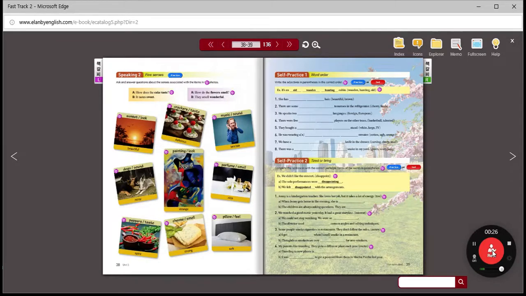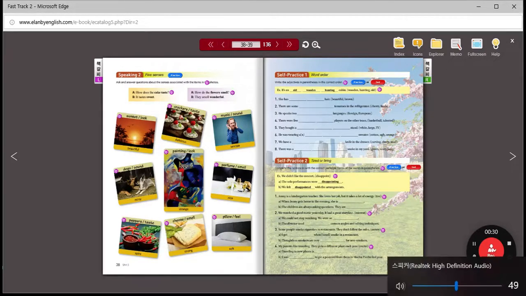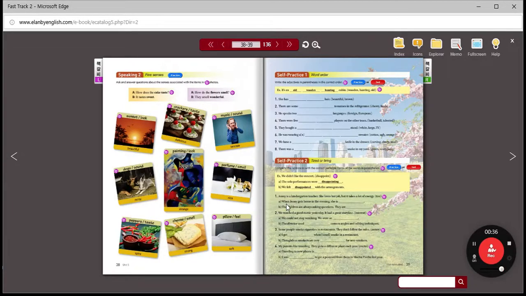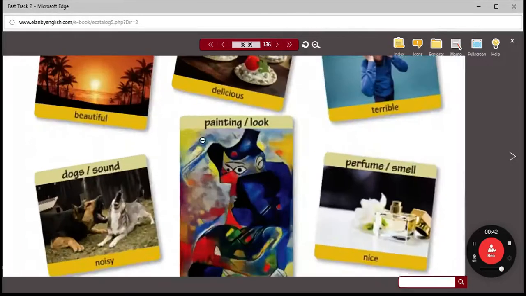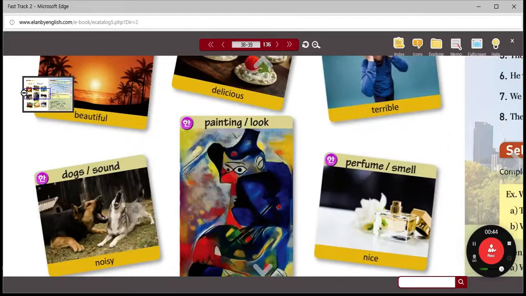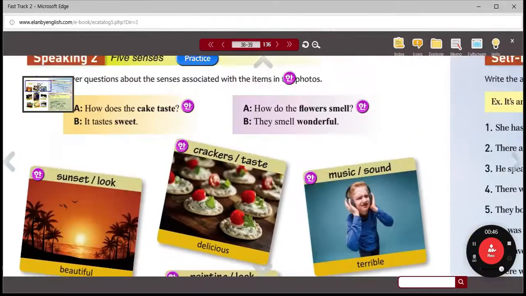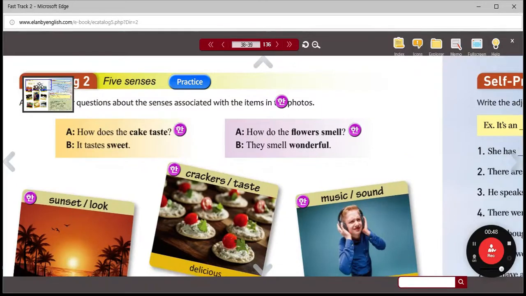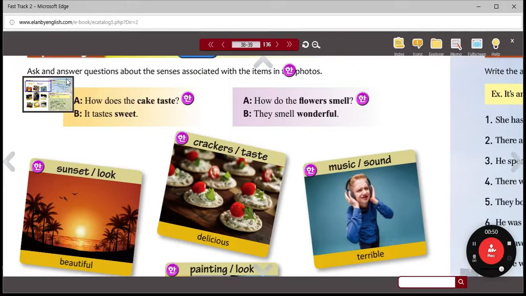Let's start off with the first speaking activity, and that will be on page 38. Now, as per usual, this is something you can do with a partner, or you can do it by yourself, as long as you take both roles of the activity.